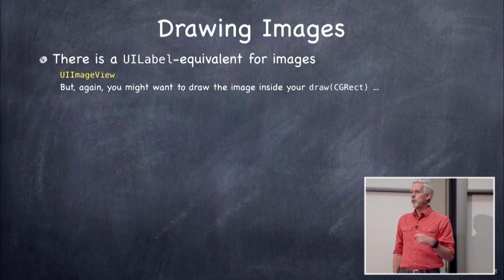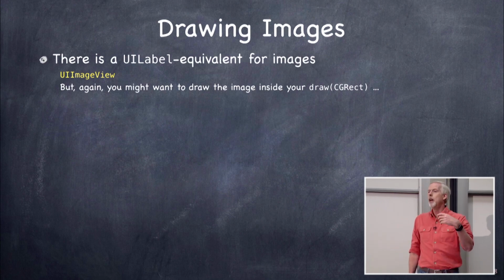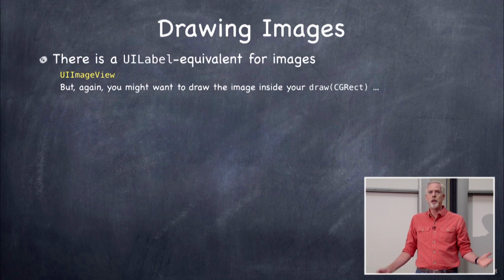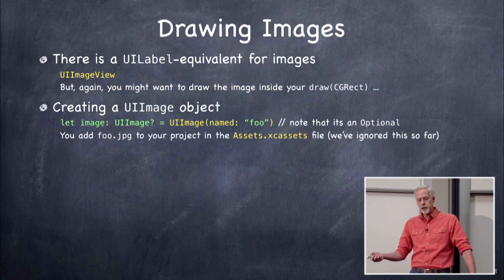Okay, what about images? We know how to draw lines and arcs. We know how to draw text. What about drawing images? Just like UILabel for text, there's another one called UIImageView, which lets you add an image as a subview. So you could use that to draw an image in your view if you wanted. Just do it as a subview. But if you want to draw an image in your draw rect, you can do that too.